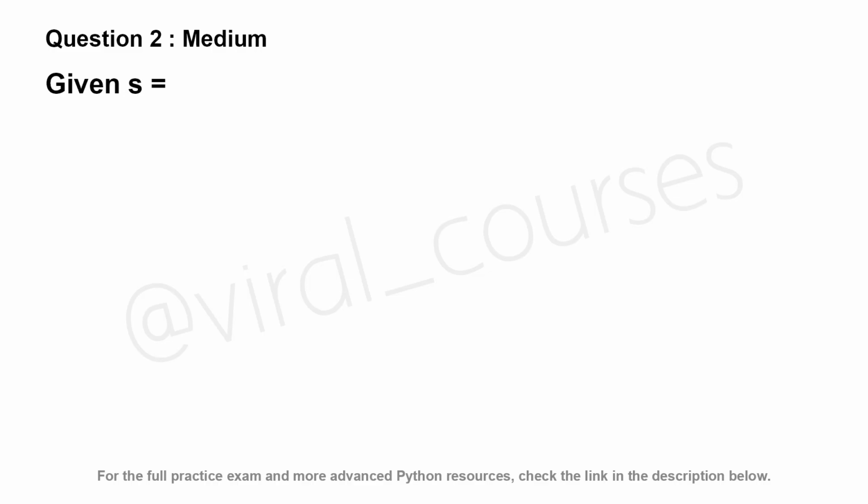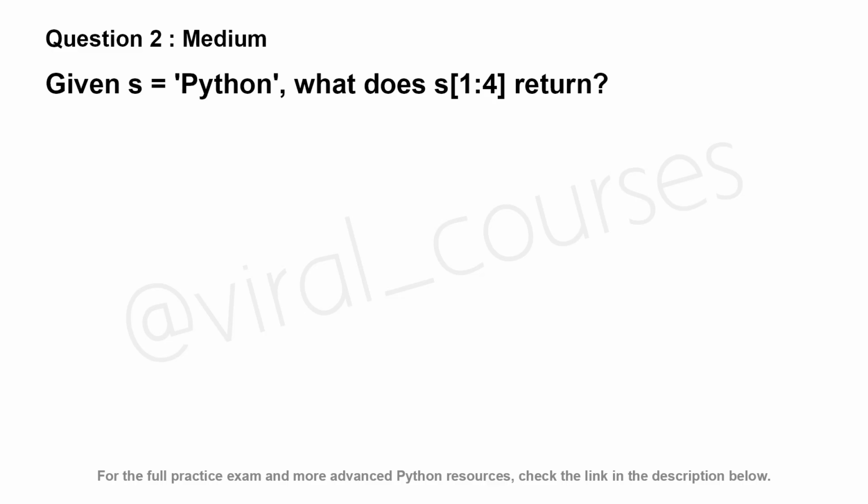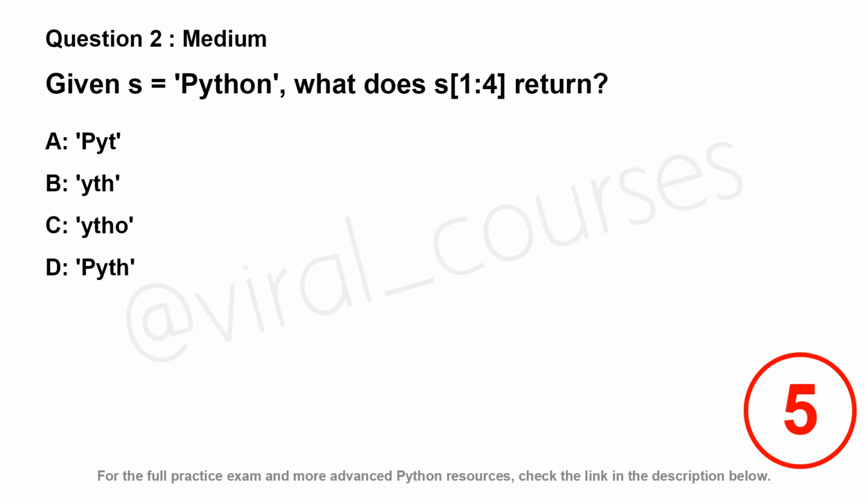Given s equals 'Python', what does s[1:4] return? Option A, pyt. Option B, yth. Option C, ytho. Option D, pyth.